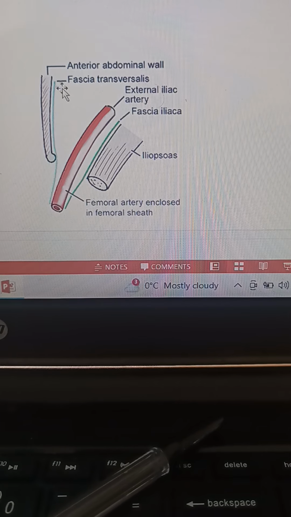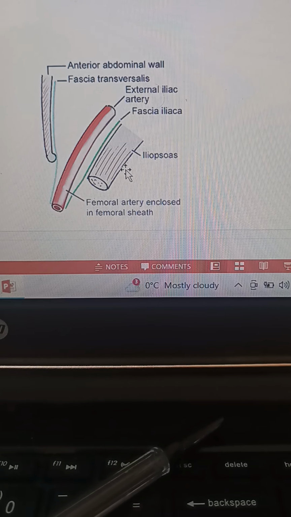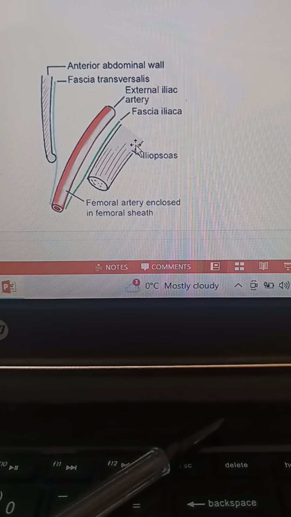Let us get oriented with the diagram. What you see in front is the anterior abdominal wall. What you see behind is the iliopsoas, basically the iliacus muscle, which is a muscle arising from the ilium of the pelvis, of the hip bone. So here is the posterior and this is the anterior.